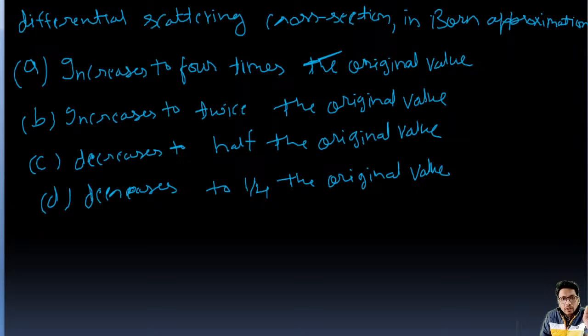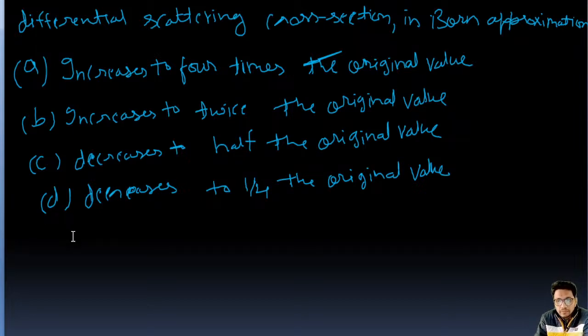Then we need to find the differential cross section in Born approximation. Is it going to increase or decrease? The options are given: the first option is increases 4 times the original value, increases twice the original value, decreases half the original value, and decreases 1/4 the original value. So that is the question. Now we are going to solve this very easy question.